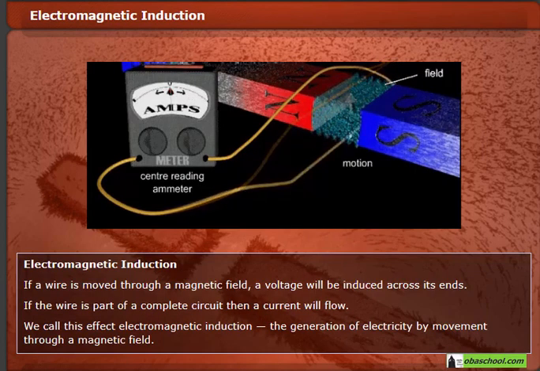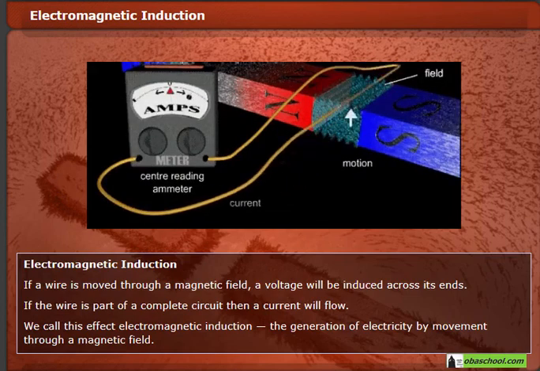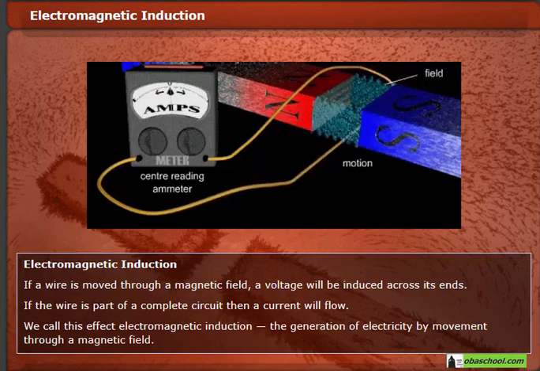If a wire is moved through a magnetic field, a voltage will be induced across its ends. If the wire is part of a complete circuit, then a current will flow. We call this effect electromagnetic induction, the generation of electricity by movement through a magnetic field.